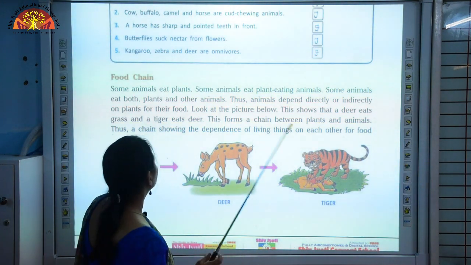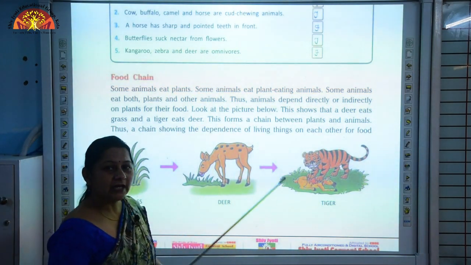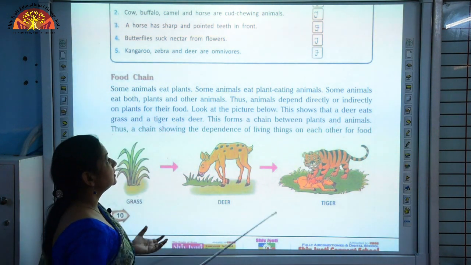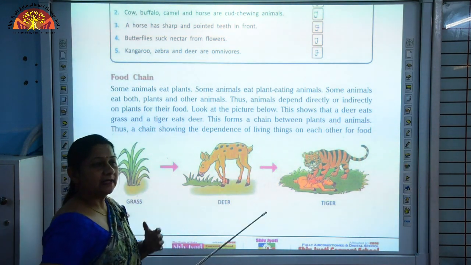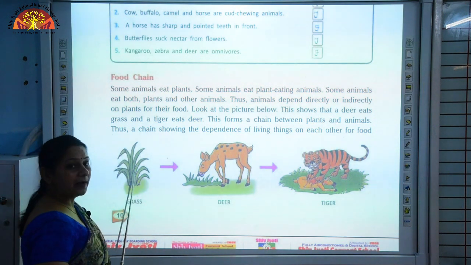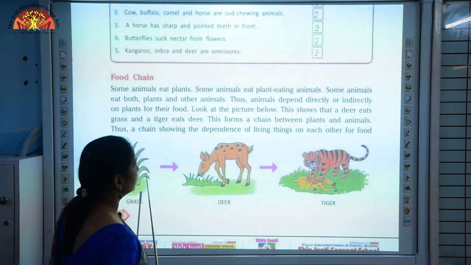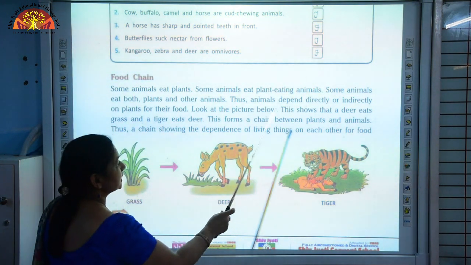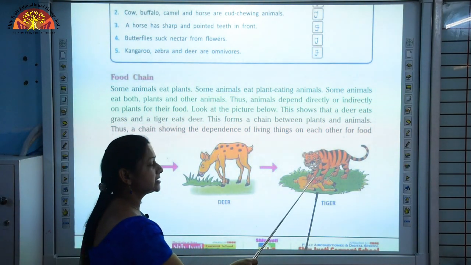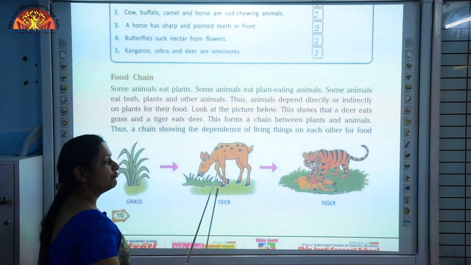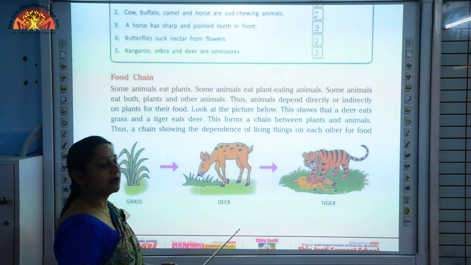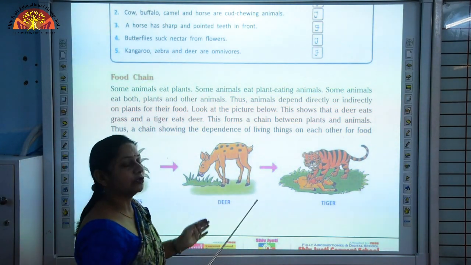So we are going to start with food chain. So what is a food chain? A food chain shows the interdependence of some animals on the others, and all food chains start from plants. All animals, whether they are herbivores or carnivores, directly or indirectly depend on plants for their food. Like you can see in the picture here, first grass is eaten by the deer, and this deer in turn is eaten by the tiger. So this shows a food chain, and again this food chain starts from plants. This chain shows the dependence of living organisms on each other for their food.